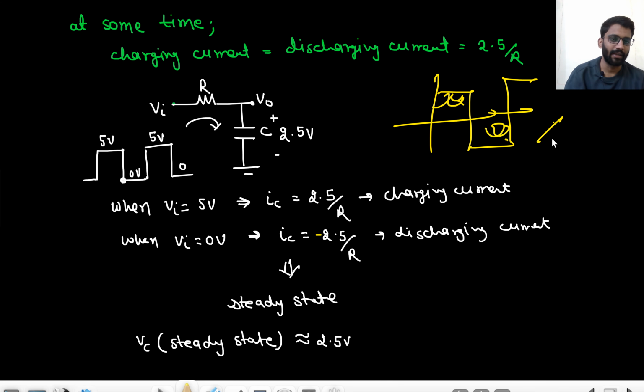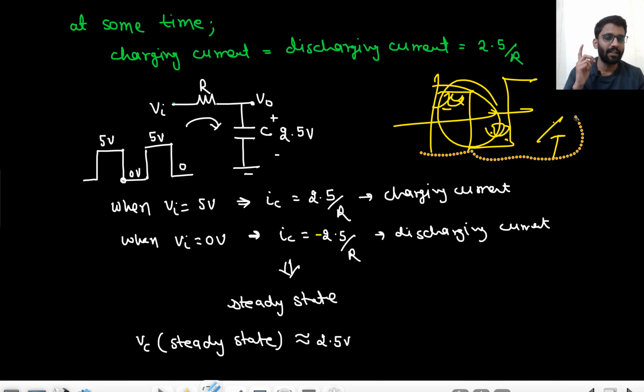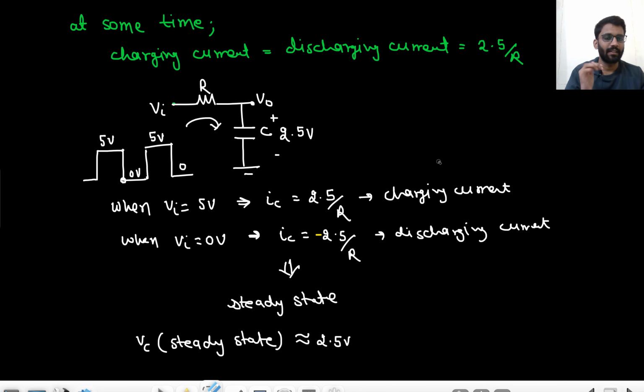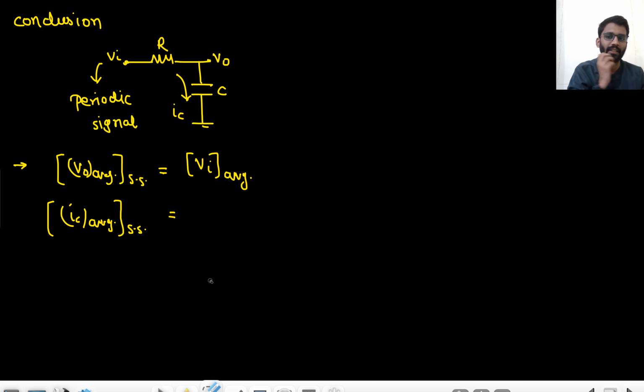This plus this by time. So this is equal, so the total average will be 0. So at steady state, the total average current through the capacitor will be 0. So the capacitor can be considered as an open circuit. Okay, so this capacitor can be considered as an open circuit.